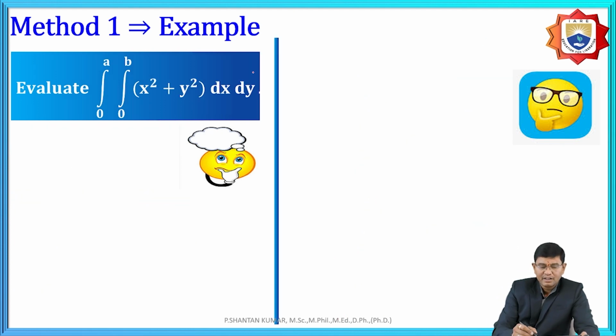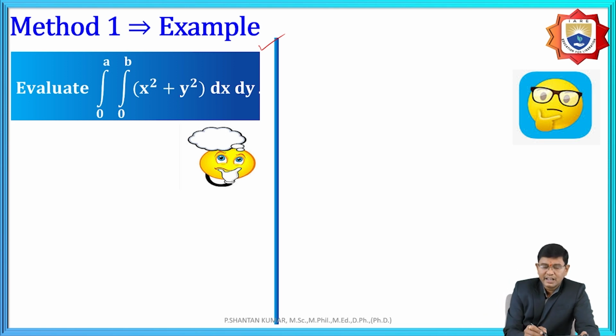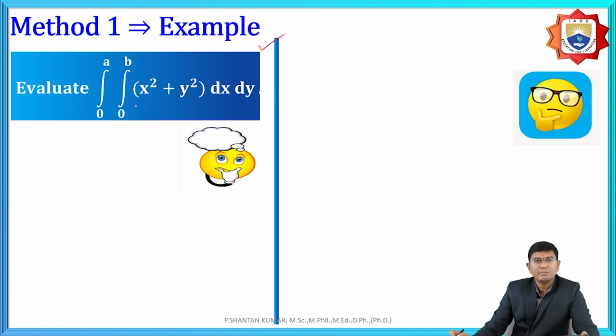Again, for example, the problem is a double integration from 0 to a and 0 to b of x square plus y square into dx dy. Here also the limits of the double integration are constants. The inner part is dx, that means we need to integrate with respect to x.